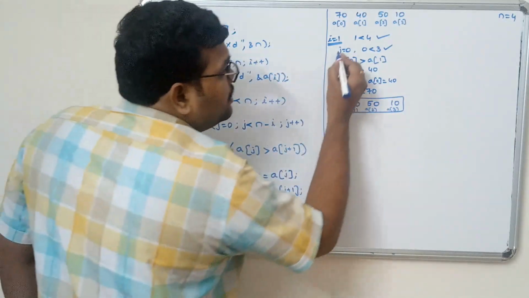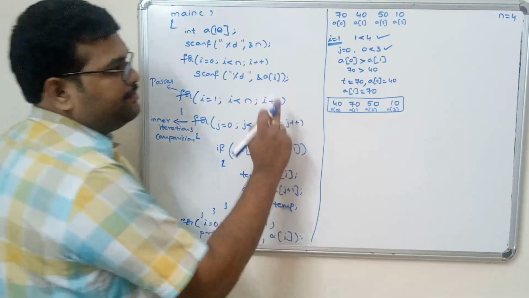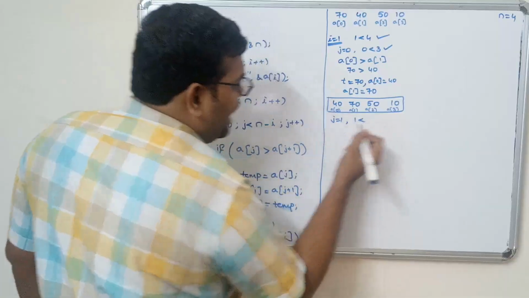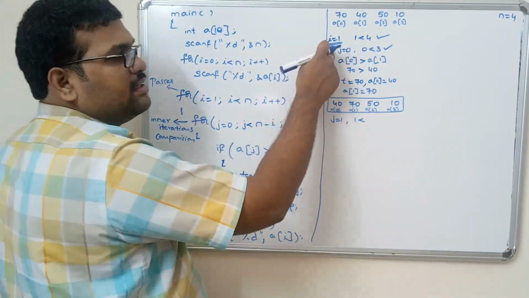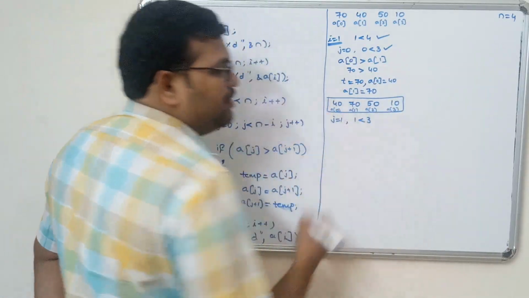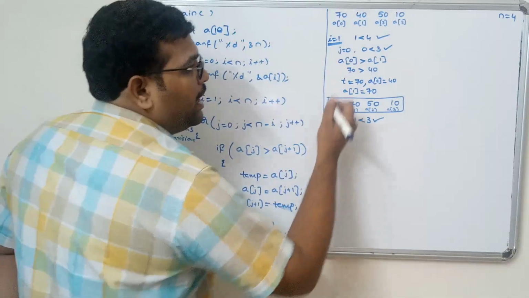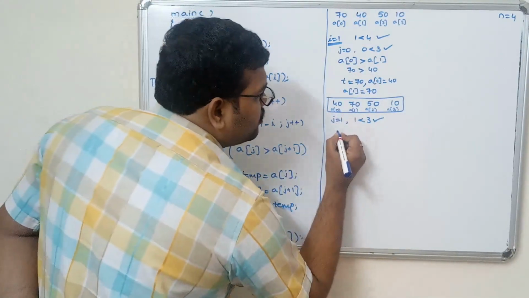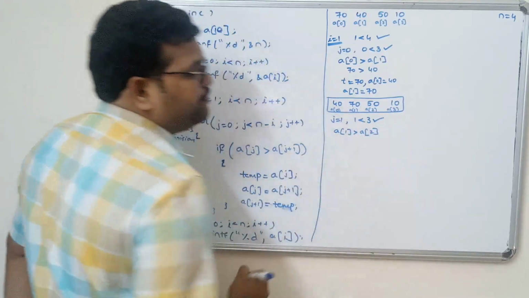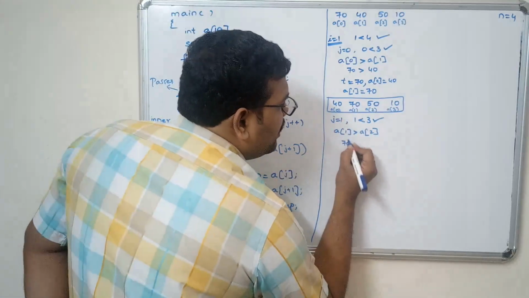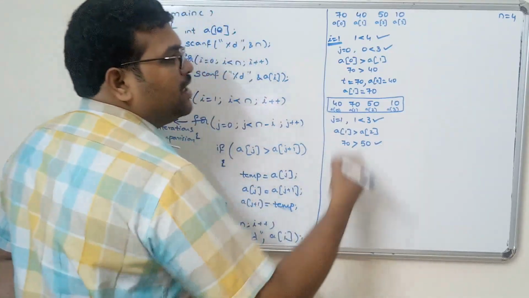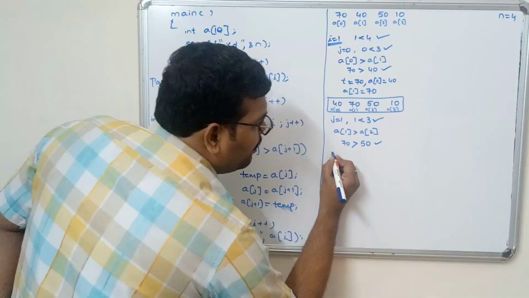Now again j will be incremented. So j is equal to 1, 1 less than n minus i, that is i is still 1. So 4 minus 1, that is 3. 1 less than 3, here the condition is true. So again, perform the operation. So a of 1 greater than a of 2. So a of 1 here is 70, greater than a of 2, 50. So the condition is again true, and the second swapping will be done.